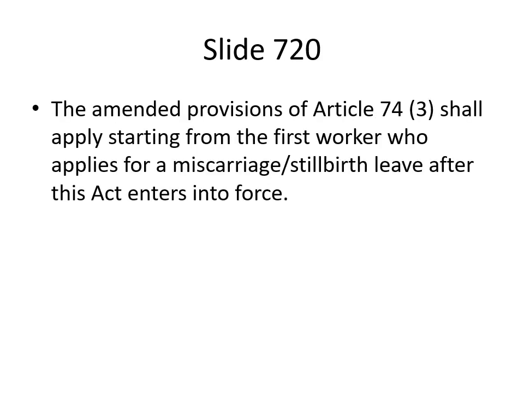Article 6, Applicability to miscarriage, stillbirth leave. The amended provisions of Article 74-3 shall apply starting from the first worker who applies for a miscarriage, stillbirth leave after this Act enters into force. Article 7 omitted. Last updated, the 22nd of May 2013.